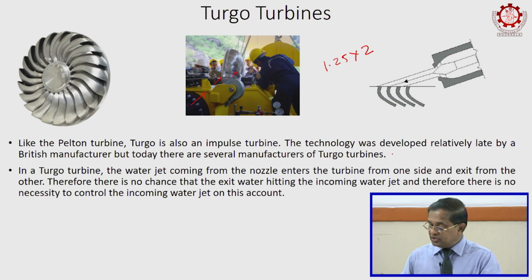The technology was developed relatively late by a British manufacturer, but today there are several manufacturers of turgo turbines. In a turgo turbine, the water jet coming from a nozzle enters the turbine from one side and exits from the other. Therefore, there is no chance of the exit water hitting the incoming water jet, and there is no necessity to control the incoming water jet on this account. So, these are advantages, but their efficiencies also run to similar levels.